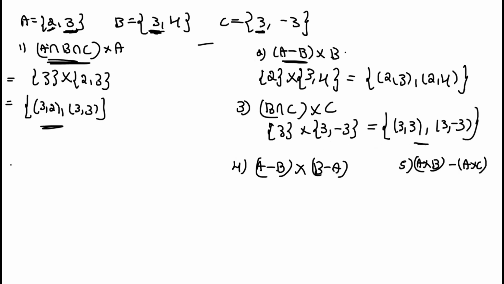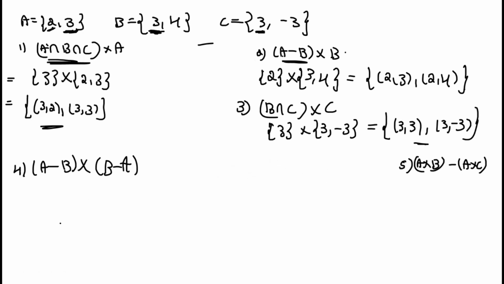Take the fourth question. See, fourth question is A minus B cross B minus A. We know how to calculate A minus B as well as B minus A, right? A minus B means elements of A not in B. B minus A means elements of B not in A. So A minus B is equal to, you already calculated, that is {2} cross B minus A, elements of B which are not in A. Observe 3 that is in A. So it's not possible to take 3. Then only one element is remaining, that is 4. If you cross, what is the ordered pair? You will get ordered pair (2, 4). Okay.